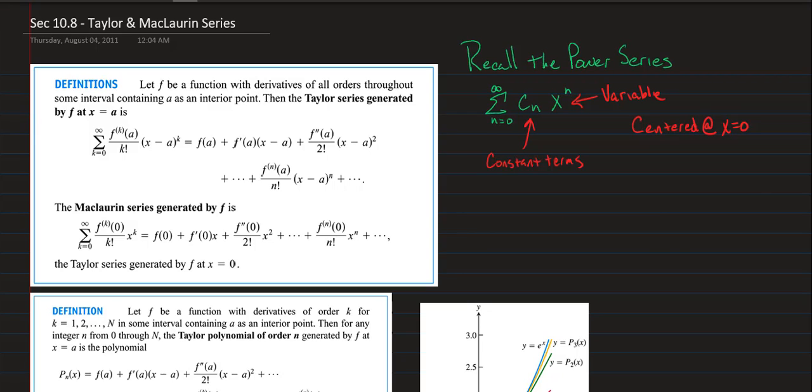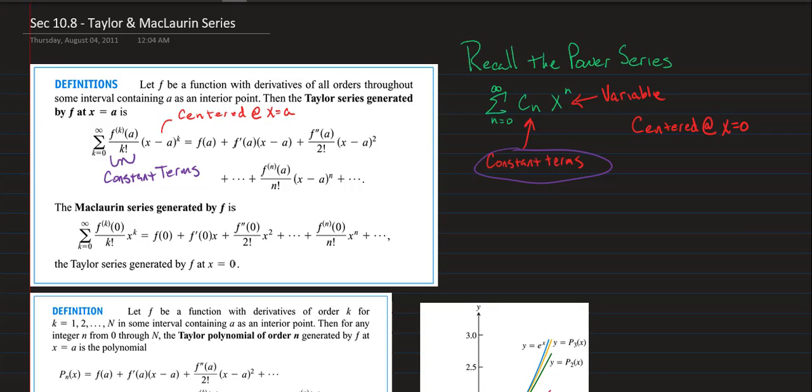This first definition is that of a Taylor series that's generated by a function at x equals a. So we're going to let f be a function with derivatives of all orders throughout some interval containing a as an interior point. A is where this series will be centered because we see this x minus a right here. Now notice these constant terms from the power series, they're going to be determined for a Taylor series by this part of the series.